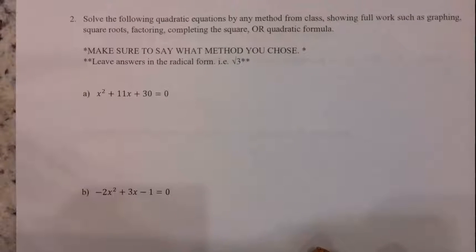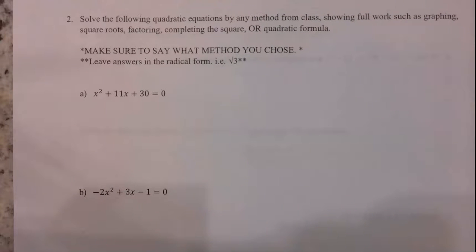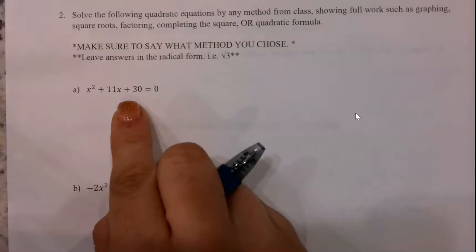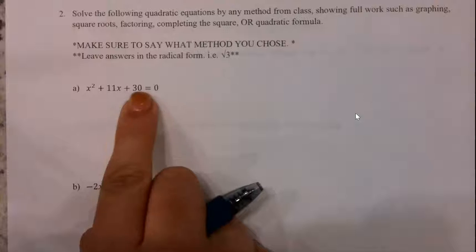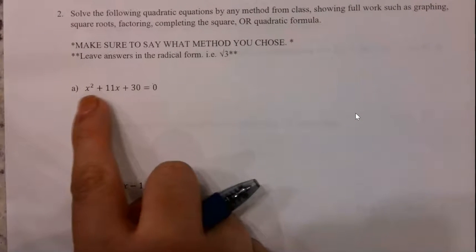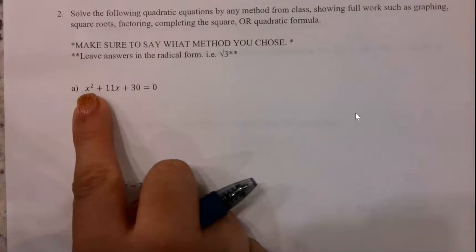Alright. This wants me to solve using any method I choose. Remember, we've learned factoring, solving by square roots, graphing, the quadratic formula, and completing the square. So if I take a look at letter A, I'm going to use the factoring method because there's no coefficient in front of the x.